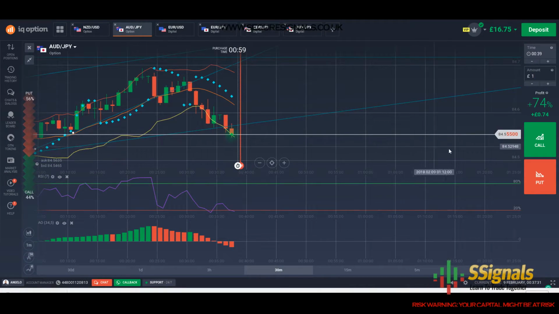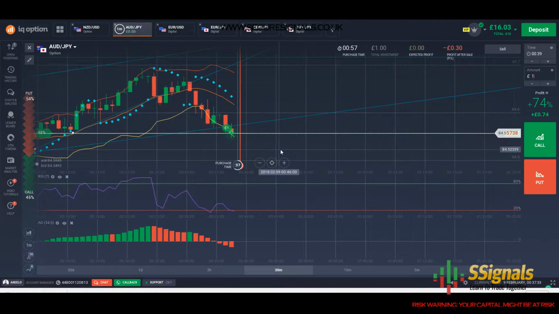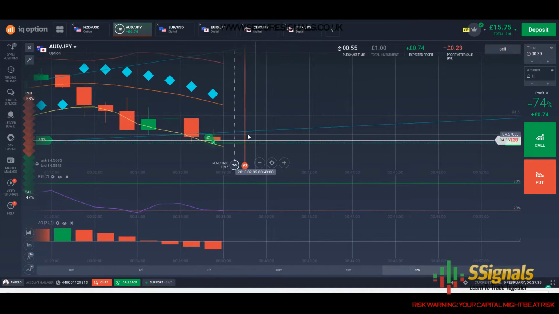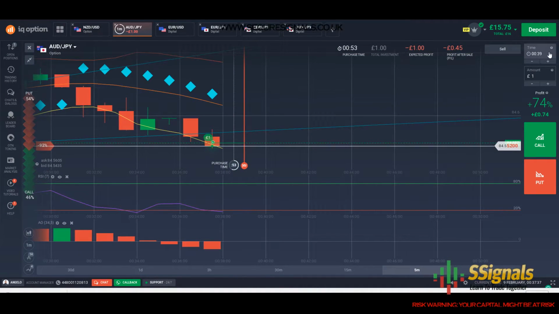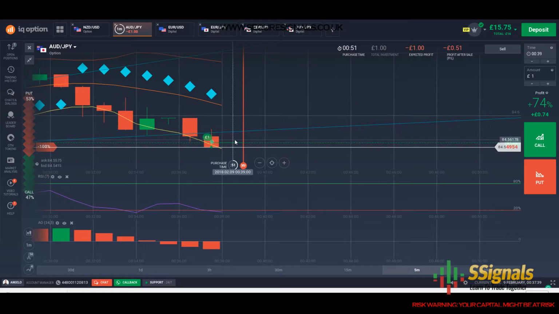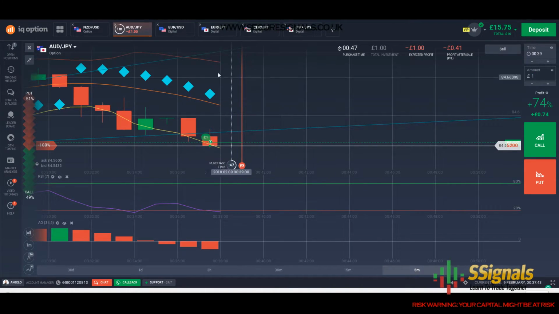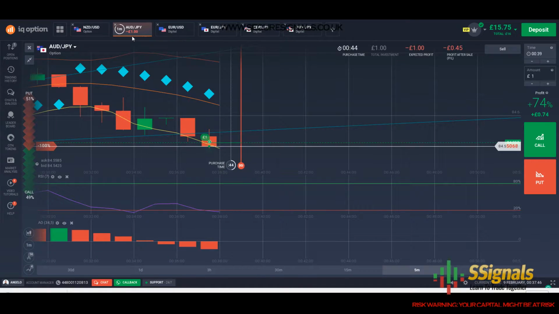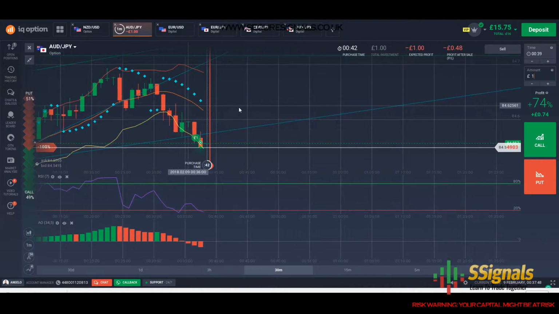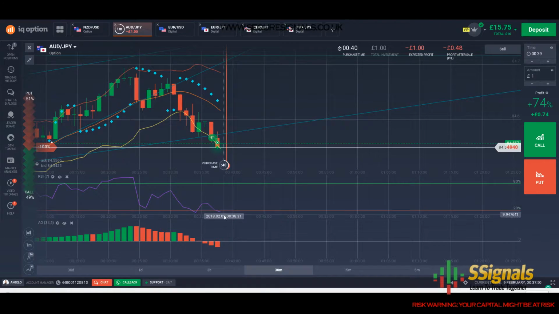Okay, so it's pushed down. Now I'm going to enter. So for 39, just feel free to enter when you feel it's best, and I'll just let that one run. It's very low in the RSI.